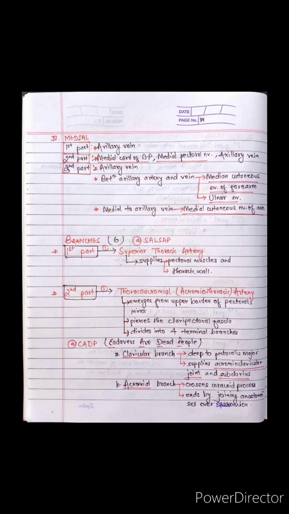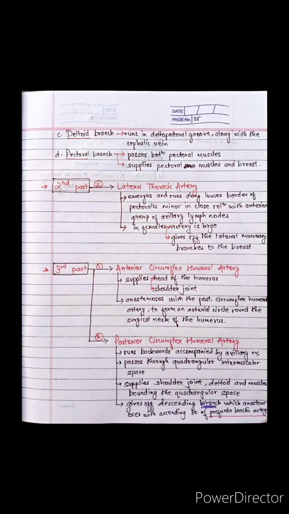From the second part arises the first branch known as thoracoacromial or acromiothoracic artery. It emerges from the upper border of pectoralis minor muscle. It pierces the clavipectoral fascia and divides into 4 terminal branches, which we can remember by using the mnemonic CADP. Cadavers are dead people. From C it is clavicular branch, from A it is acromial branch, from D it is deltoid branch, and from P it is pectoral branch.